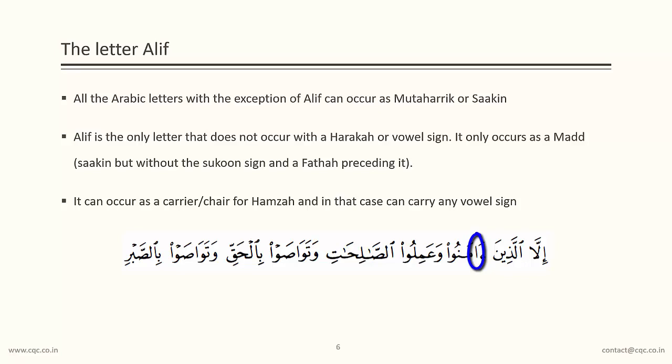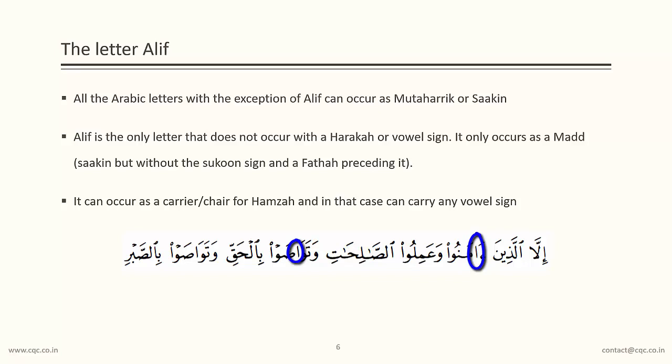So this alif is occurring as a mad. In the same way, the alif out here, watawa. So here also we see the alif preceded by a fatha without any sign on top of the alif. So this alif is also acting as an alif mad.